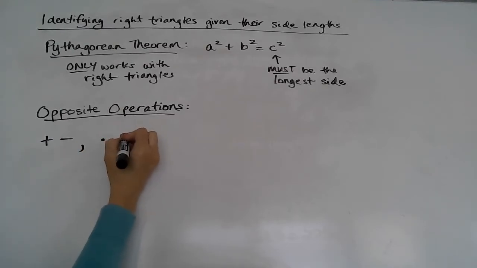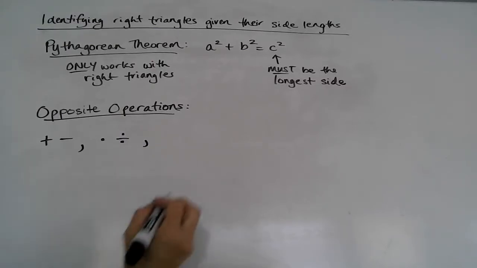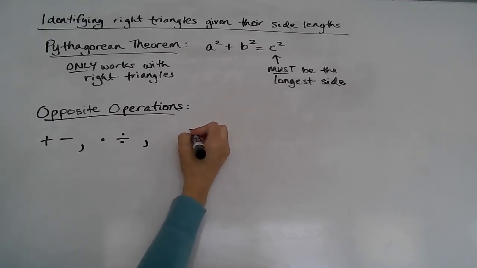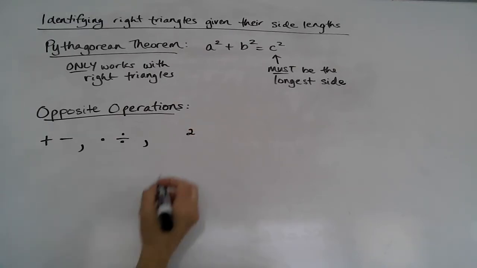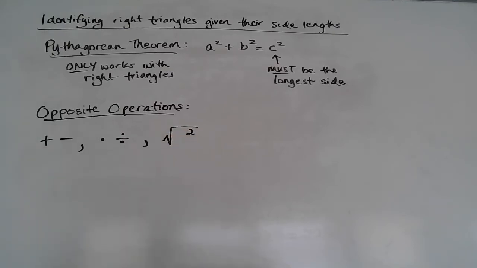Multiplication and division are also opposite operations. Pick a number, multiply by 2, divide by 2. You're back at your original number. The one that you're going to be using today is that if you square a number and then take the square root of a number, you have gotten back to your original number. So squaring and taking the square root are also opposite operations.